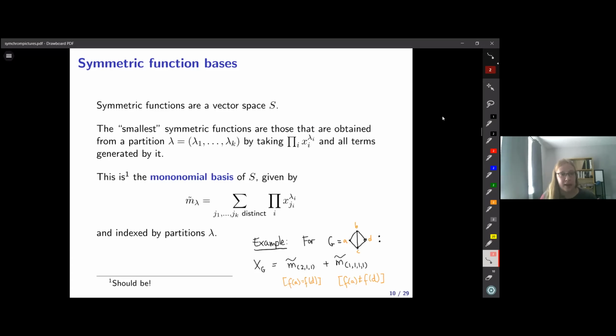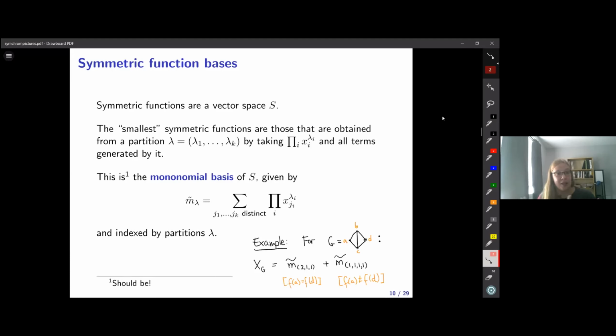I could start with x1 x2, but then I would also need plus xi xj for every pair of i and j that are distinct. So really, if you look at it, it's not that every monomial has a different coefficient, but that if monomials can be mapped to each other using this bijection between variables, then they have to have the same coefficient.